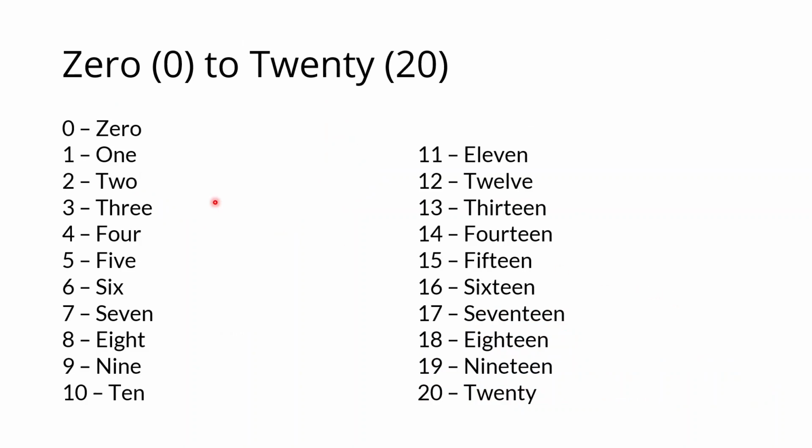So let's dive in and we'll quickly do numbers 0 to 20. So we have 0, 1, 2, 3, 4, 5, 6, 7, 8, 9, 10, 11, 12, 13, 14, 15, 16, 17, 18, 19, 20. Let's go through that one more time.